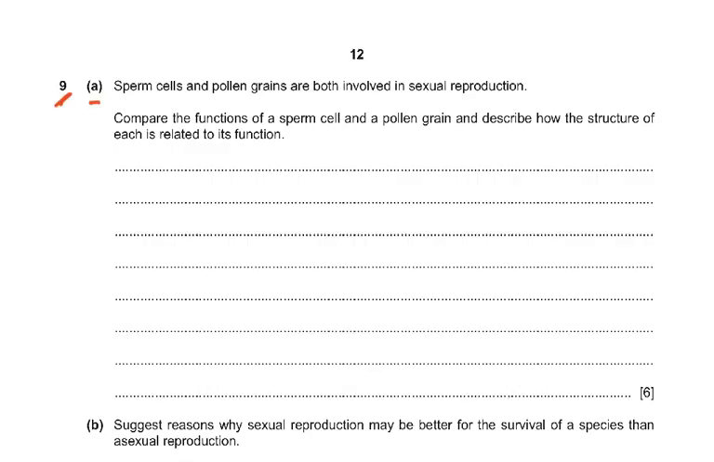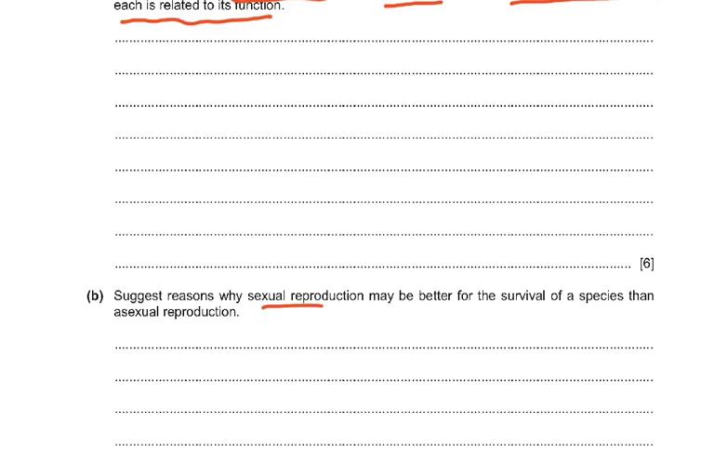Now coming to question number 9a. Sperm cells and pollen grains are both involved in sexual reproduction. Compare the function of a sperm cell and a pollen grain and describe how the structure of each is related to its function. That's a little difficult question. Let's talk about this now. Suggest reasons why sexual reproduction may be better for the survival of a species than asexual reproduction. You know, asexual reproduction, why would that not be? Because they're all genetically the same. So if there is a disease and one is wiped out, all of them will be wiped out. So for a species to not become extinct, you need variation. So this was the last question, and you had to make a choice.